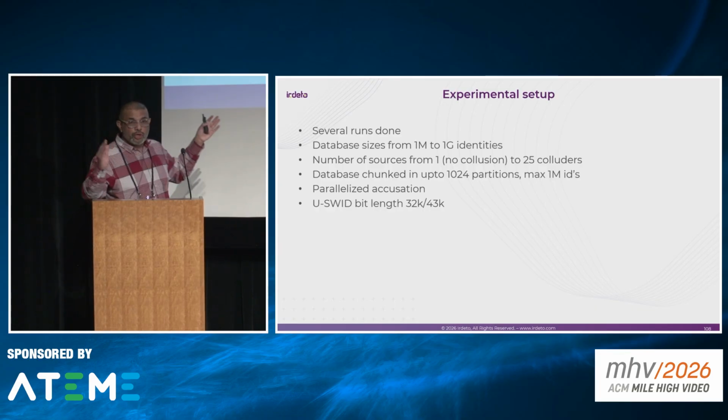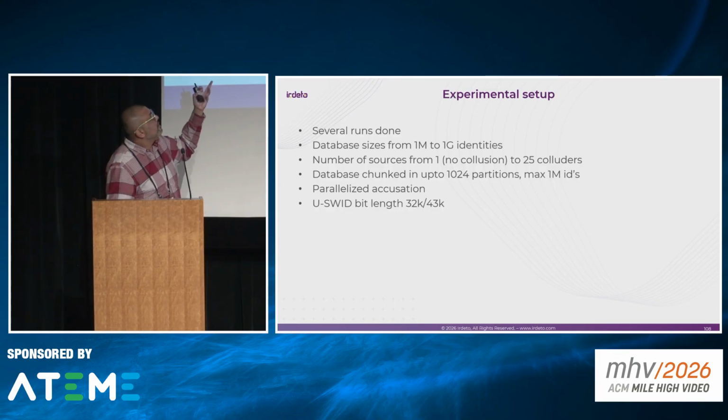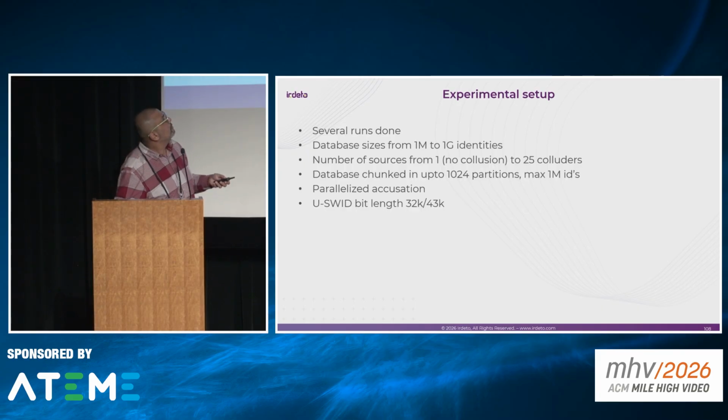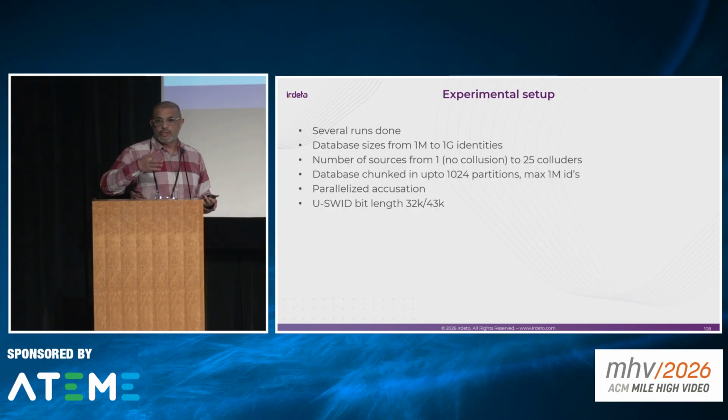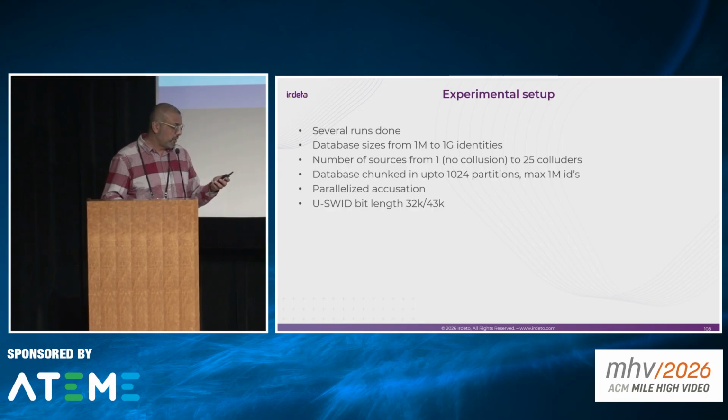The length of our code word in our simulations was 32K to 43K. In order to get 25 colluders in a set of 10 to 100 million users, we needed to have 32K code words, 32K bits. In a set of 1 billion, we had to increase it to like 43K. These were all the simulations we were doing and coming up with these numbers.